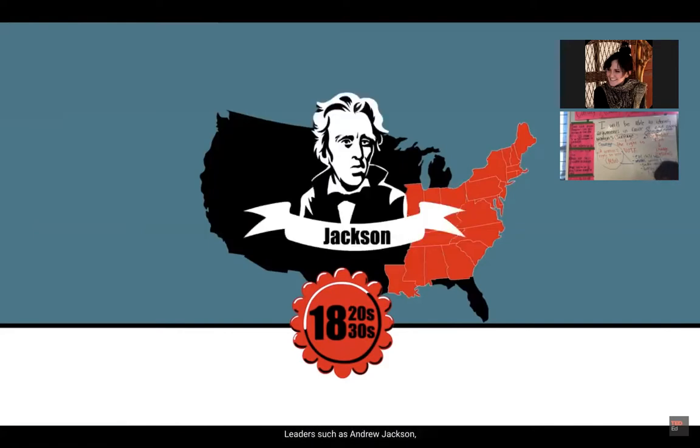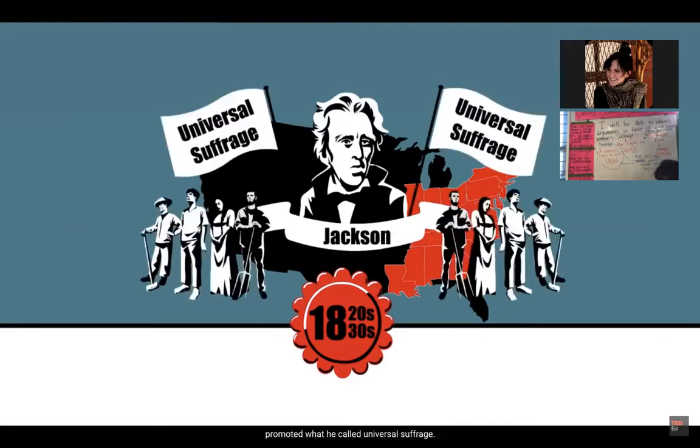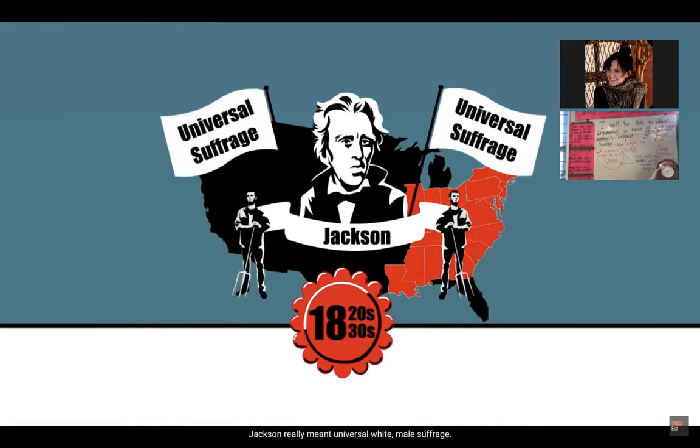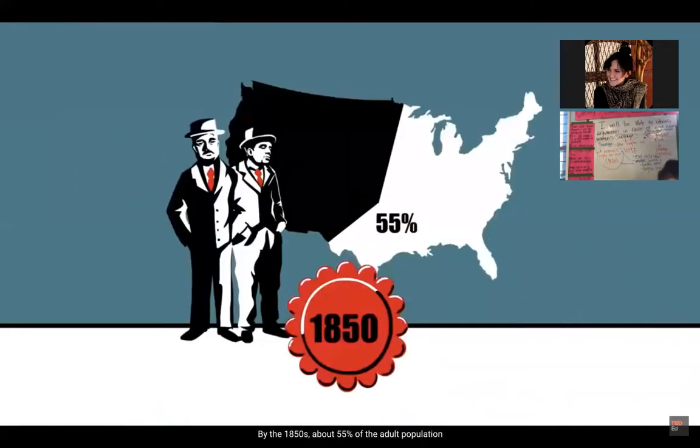Leaders such as Andrew Jackson, the United States' first common man president, promoted what he called universal suffrage. Of course, by universal suffrage, Jackson really meant universal white male suffrage. All he emphasized was getting rid of the property requirement for voting, not expanding the vote beyond white men. By the 1850s, about 55% of the adult population was eligible to vote in the US, much better than 6%, but far from everybody.